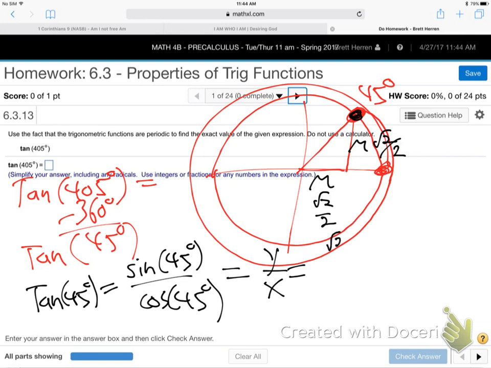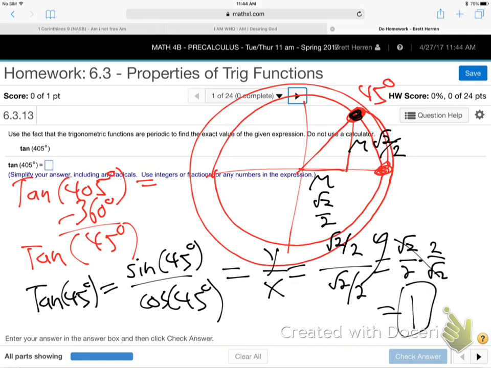So that's root 2 over 2 over root 2 over 2. Flip this guy up. Boom, boom, 1. We don't need a calculator. You can figure that out by hand, huh? Tangent of 45 has got to be 1, which is the same thing as the tangent of 405, because it ends up at 45 degrees after a full circle. Good? Getting the hang of doing these trig functions by hand?